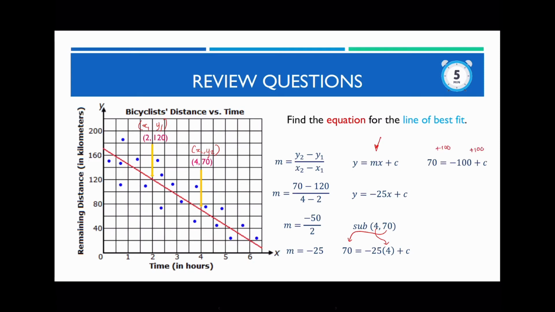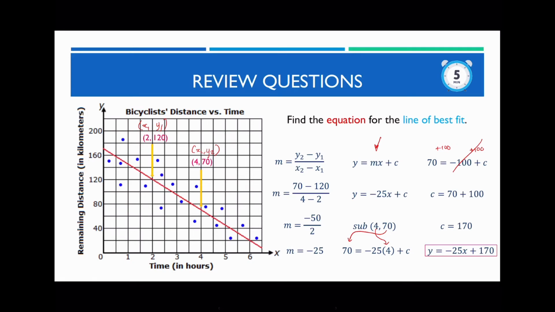the equation, okay? Whatever I do to one side, I must do the same on the other side, since an equation is very similar to a balanced scale. So if I did this, this will therefore cancel out. So therefore, c is equal to 70 plus 100, and this is therefore equal to 170. And therefore, you need to rewrite your full equation. So it's going to be y is equal to negative 25x plus 170.